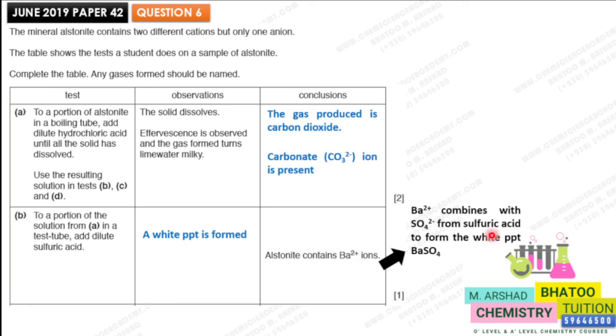Alors, Ba2+, je me mets dans l'explication ici, combines with SO4 2- from sulfuric acid to form the white precipitate BaSO4. This is just an explanation. Hein? C'est ça qui peut gagner 2 points. A white precipitate is formed.